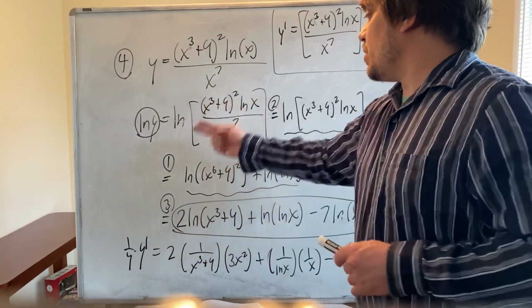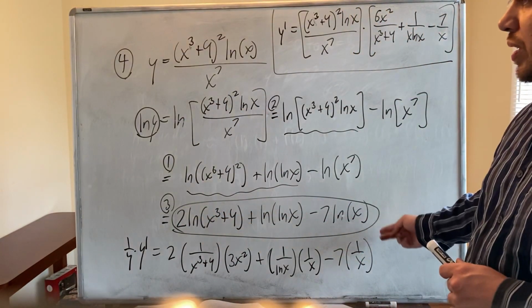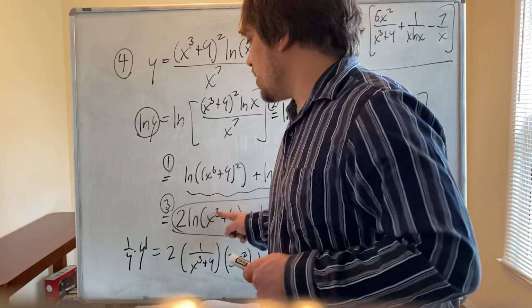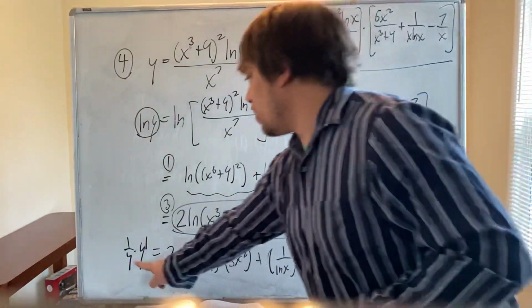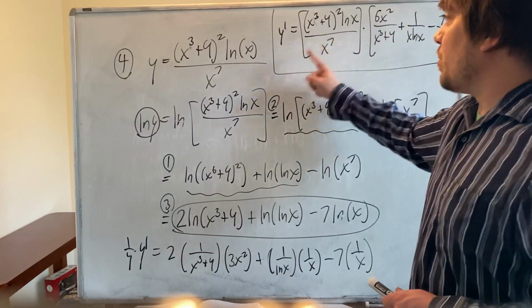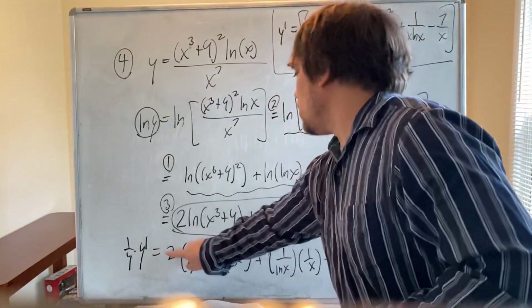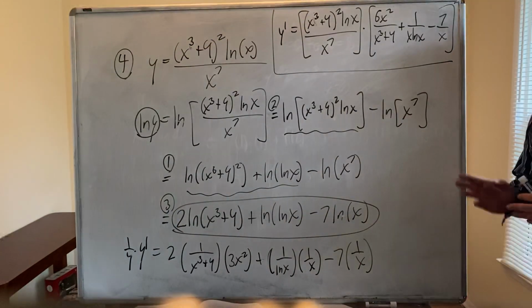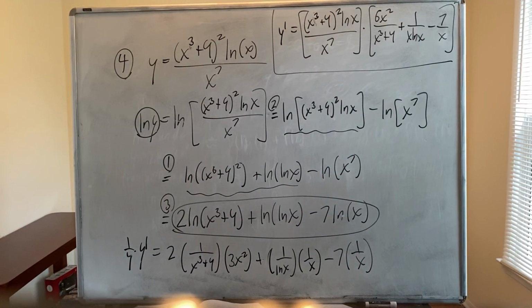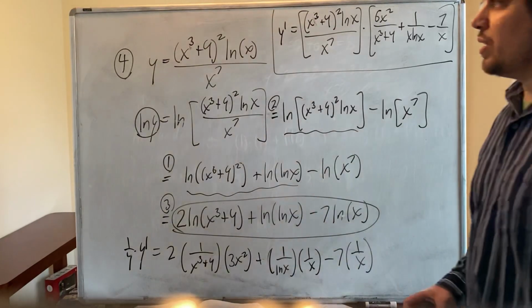Okay, so we took ln of both sides. We expanded this using the laws of logarithms as much as we could. Then we differentiated both sides implicitly with respect to x. Then we solved for y prime by multiplying both sides by y. We got y, which is this, times all of this, which is that. Okay, and so that is the solution to number 4. Okay, let's keep going.